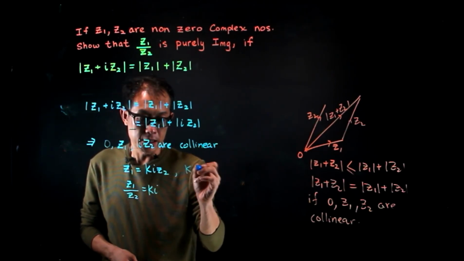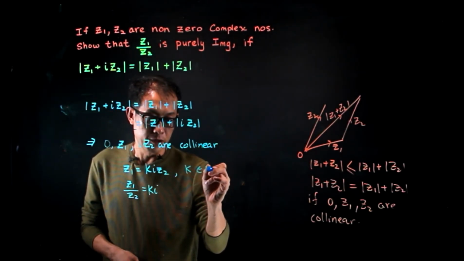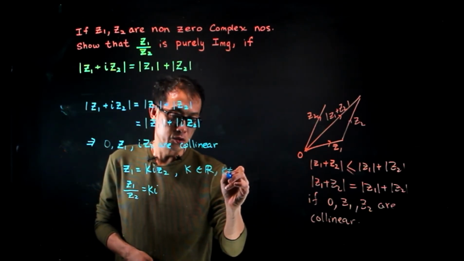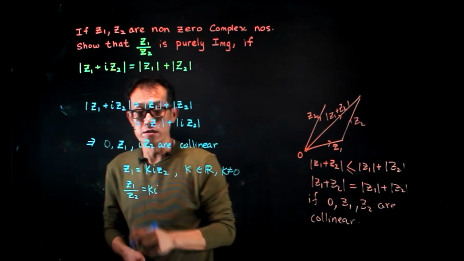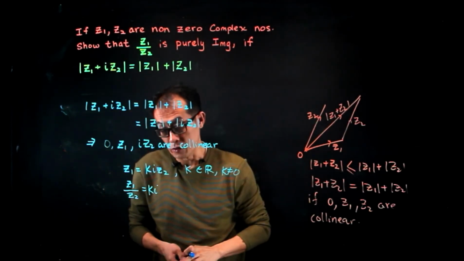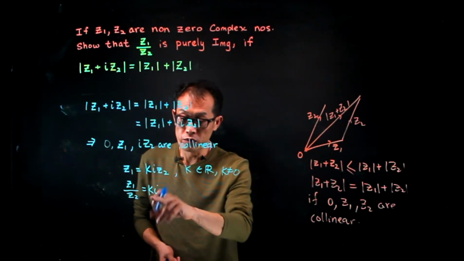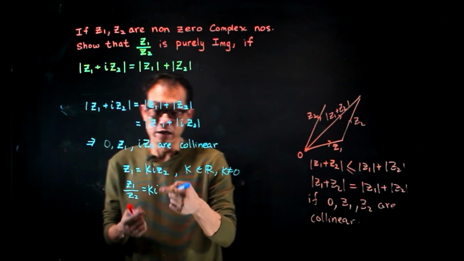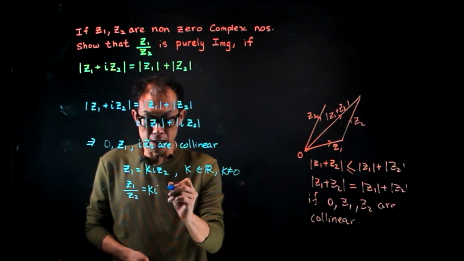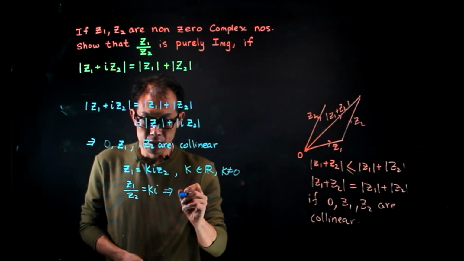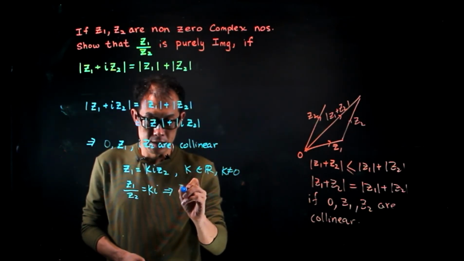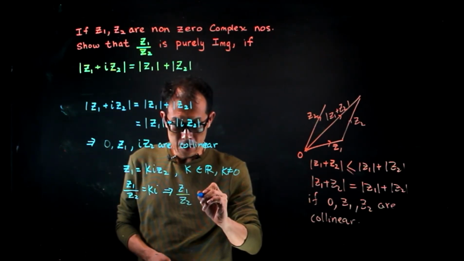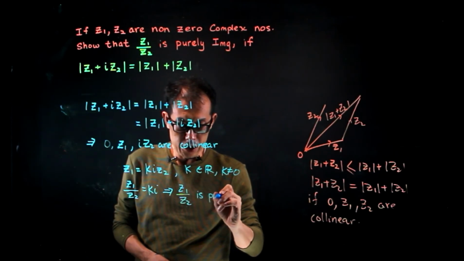Now, k is a real number, and k is not equal to 0, because Z1 is not 0. Z1 and Z2 are both non-zero. So from here, there's no real part, this is a purely imaginary number. So this implies that Z1 over Z2 is purely imaginary.